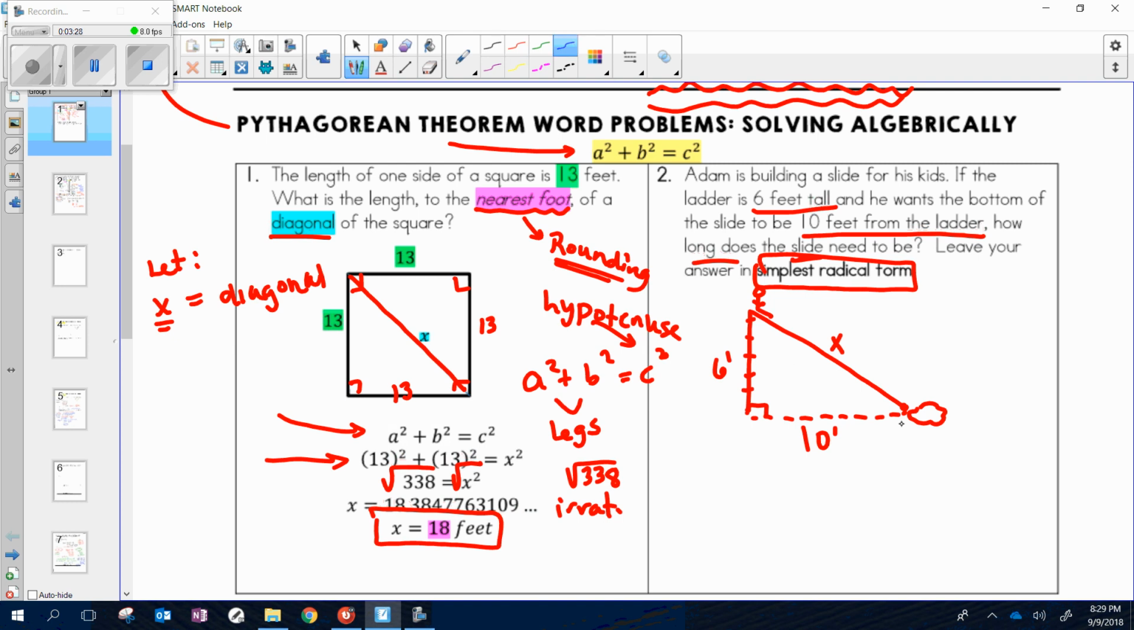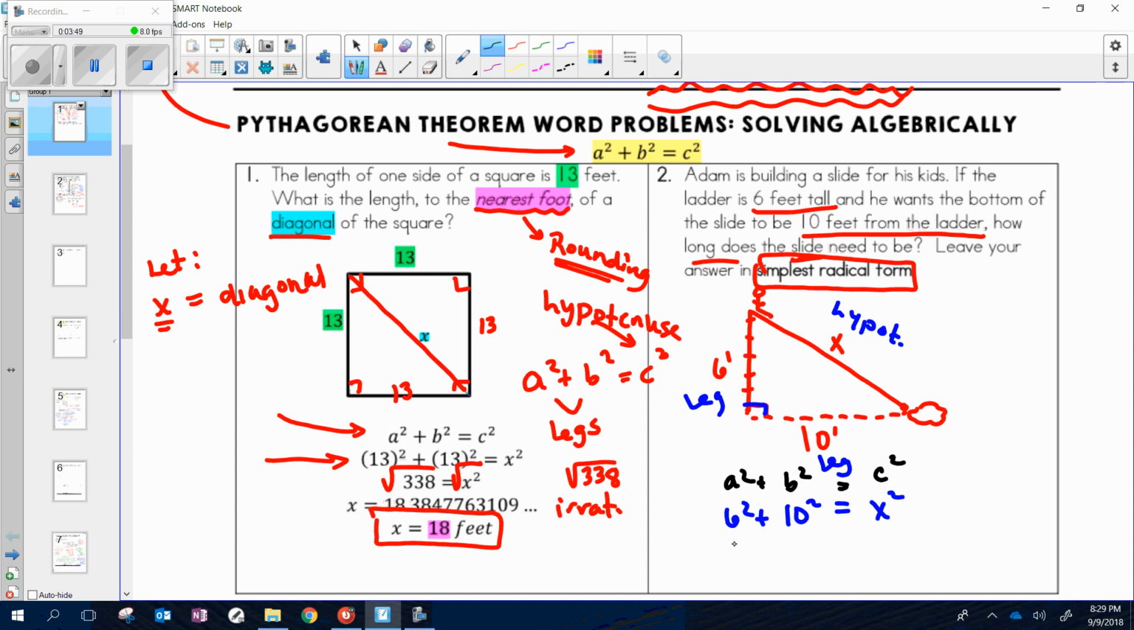I'm noticing it's a right triangle. I have a leg, another leg. They form the right angle. I have the hypotenuse over here. So 6 squared and 10 squared will equal x squared. If you don't remember the theorem, it's a squared and b squared equals c squared. I should have started with that.